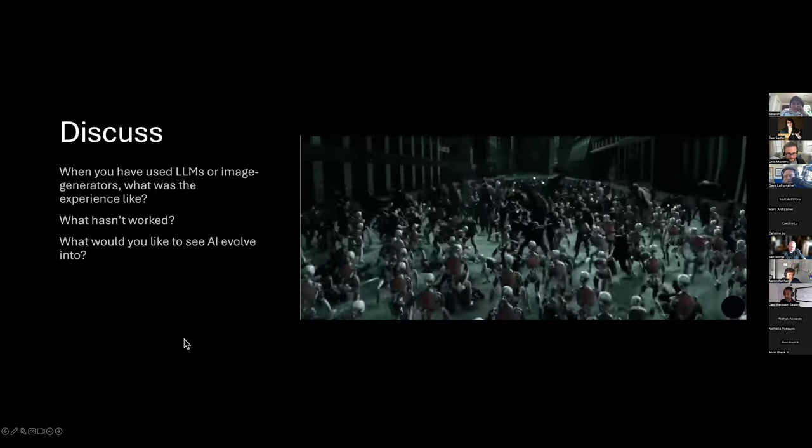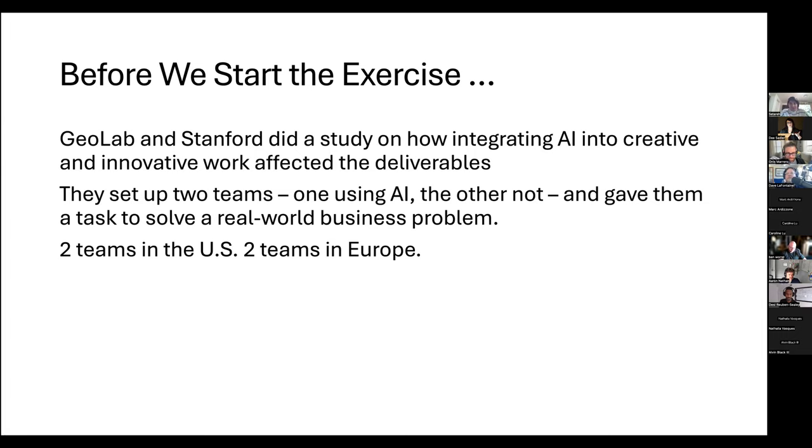Very exciting. All right. So before we start the exercise, here's where I'm going to get to brass tacks and actually share some stuff with you that you can write down, these five little steps. And this is coming out of Geolab in Stanford. They wanted to see, what is the effect if we can take AI and put it into the creative and innovative process of problem solving? What's the effect of this?